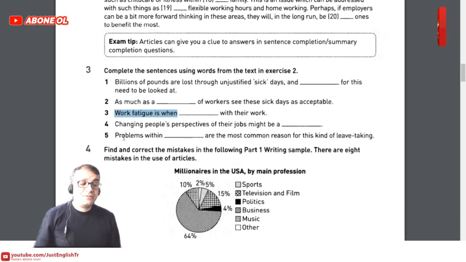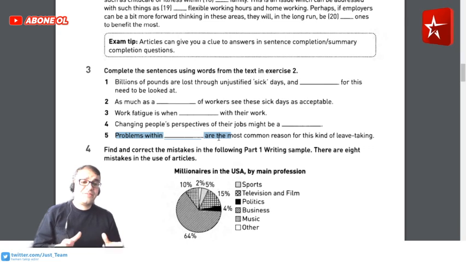Now, number 5, problems within the family. Problems within the family are the most common reason. Within the family, part of a group.